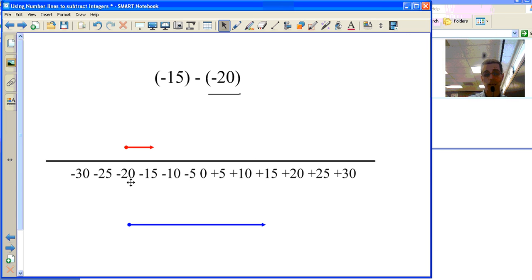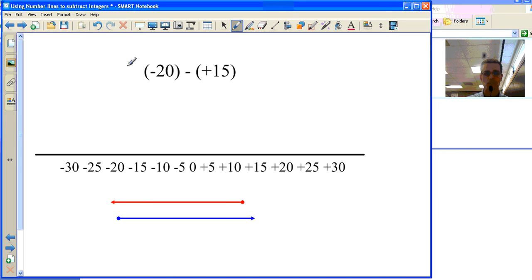And then we end. Now we count. What's the difference between -20 and -15? It's 5. So we know it equals 5. However, is it positive or negative? Did we go up the number line or did we go back? Well, we went up, so it's +5.